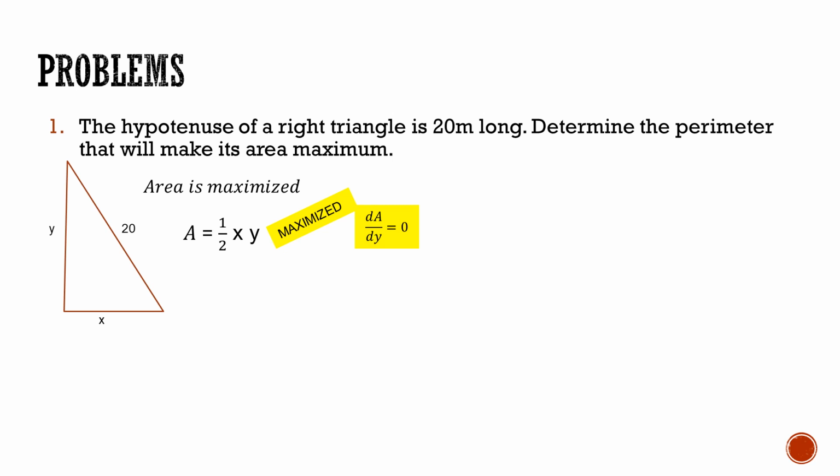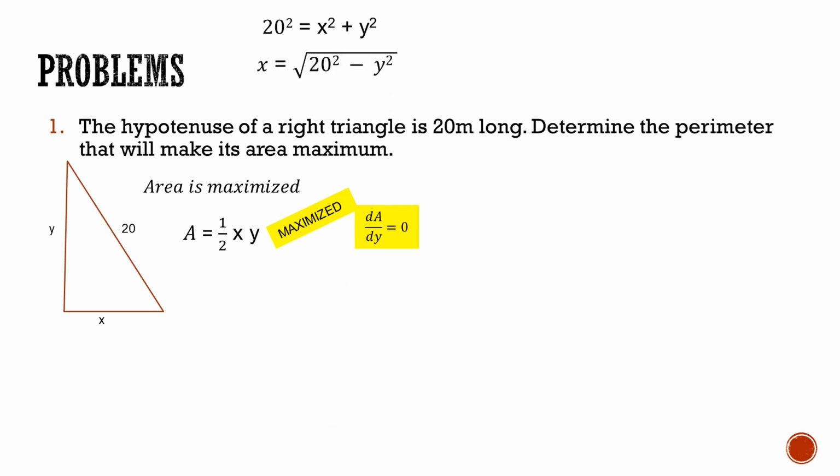Now, I will choose between x and y. I will choose y. So I'm going to derive A with respect to y, in which that will be the slope where the slope is equal to 0. So dA over dy is equal to 0. At this point, we cannot proceed with the differentiation because we find two variables on the function of the area. So therefore, I will get another relationship between x and y so that I can express x in terms of y.